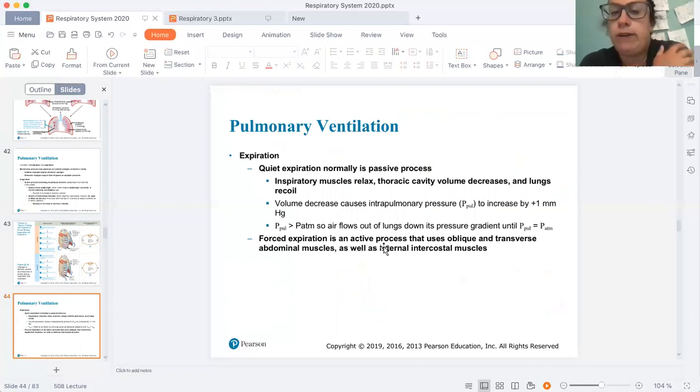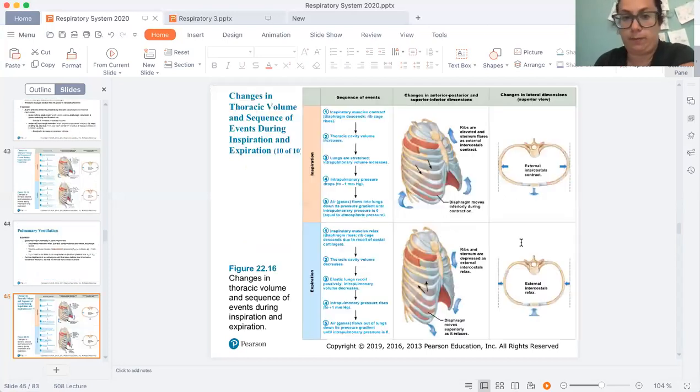Forced expiration is when you're forcing the air out. It's an active process, and we're using our oblique muscles and transverse muscles of our abdominal area, and our internal intercostals. So the difference is that when expiration is forced, you're using your internal intercostal muscles as well as your obliques and transverse. In inspiration, which is active, you're using the external intercostal muscles and the diaphragm.